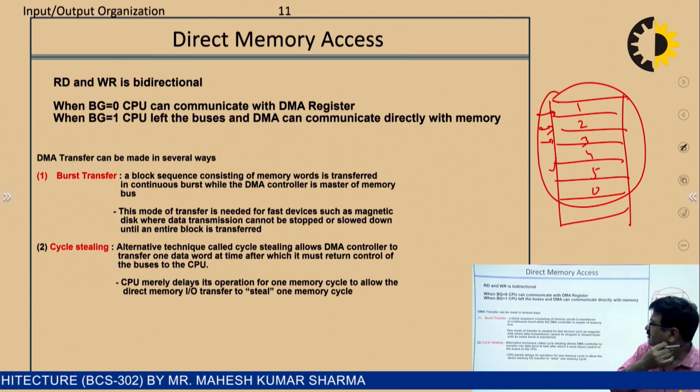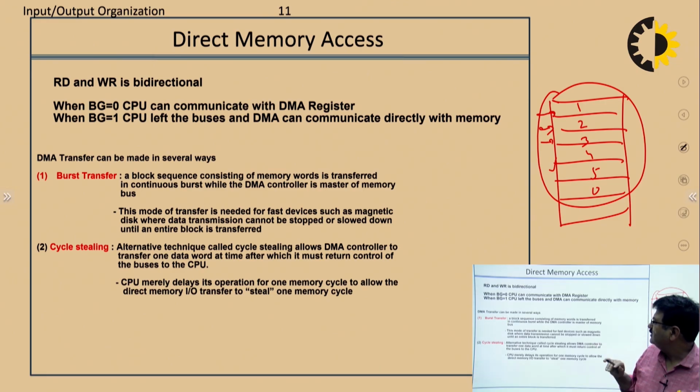BR means the CPU can communicate with the DMA register. BG means the CPU has left the buses and DMA can continue directly. Bus grant, as you know, in simple way you can say, if the control of the buses is with the CPU, then the BG signal is 0. Or when the control of the bus is with the DMA and CPU is doing some other work, then we can say the bus grant is 1.